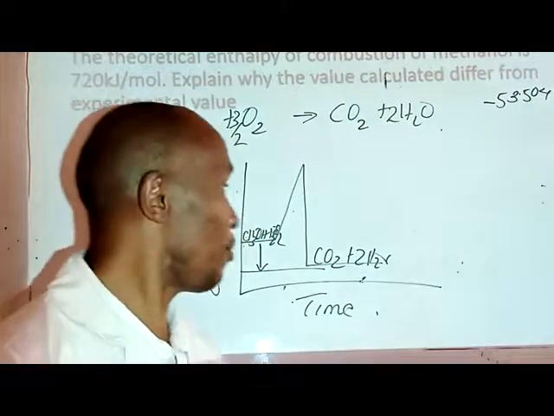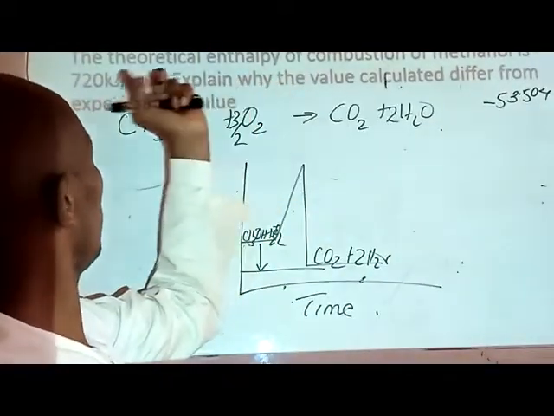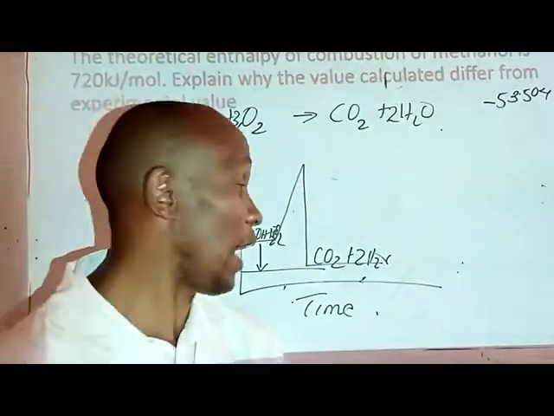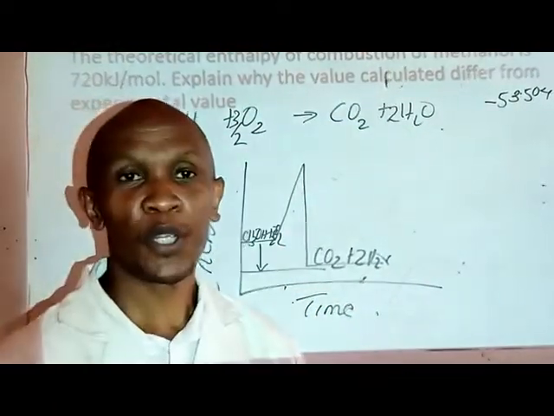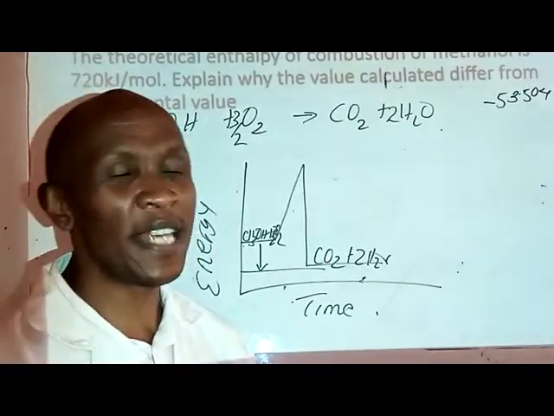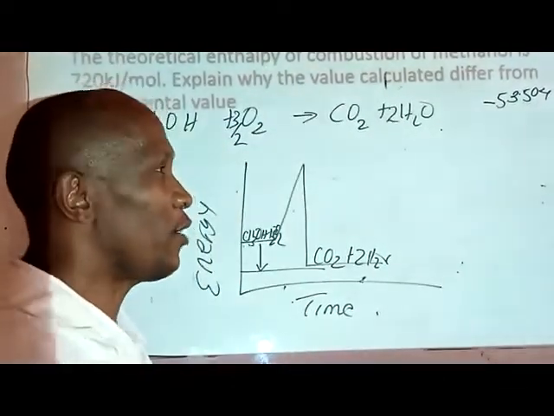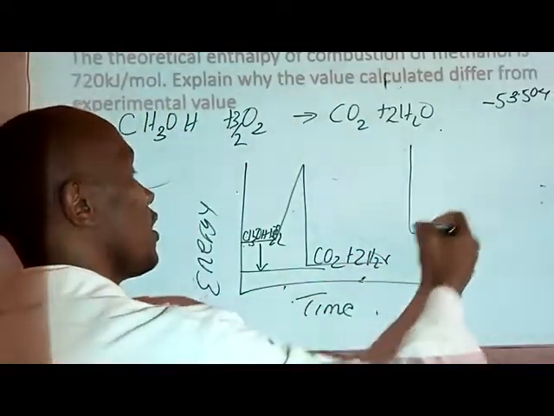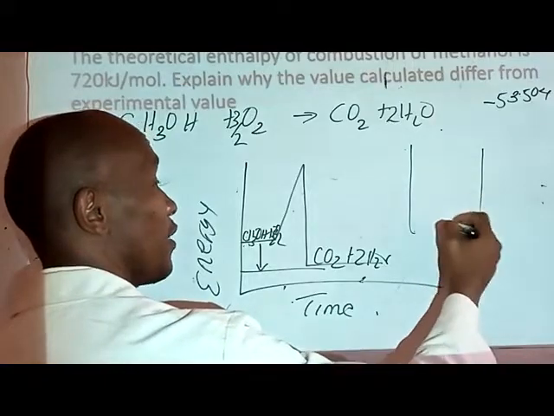Hey, the difference between the theoretical value of negative 720 kilojoules per mole and 53 is a very big error. But where does that come from? Now, number one, there is a lot of heat loss to the surrounding bodies.